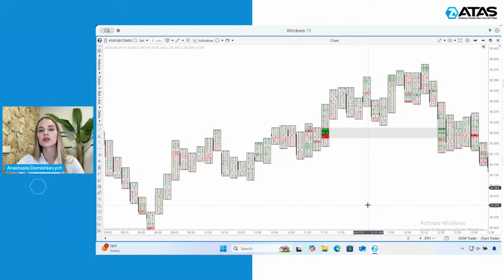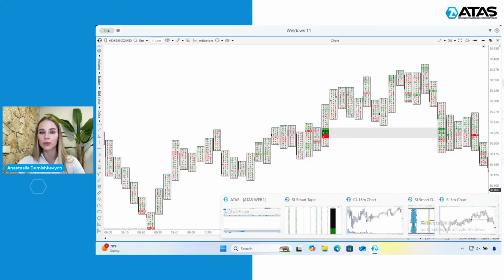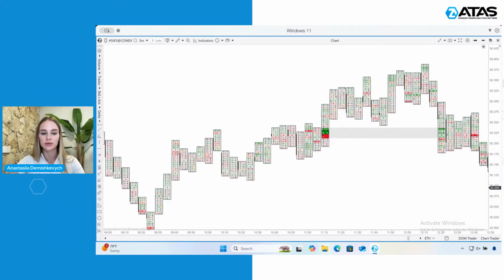So before we transfer to our Q&A, a little summary. We today covered how price is formed and how to actually see this in action using 3 different tools in Ada's platform: the smart tape, the depth of market, and the footprint charts.